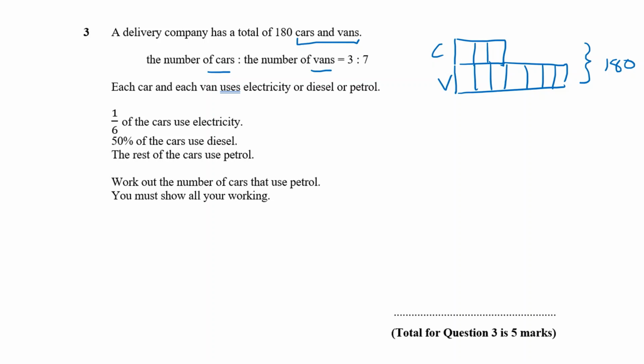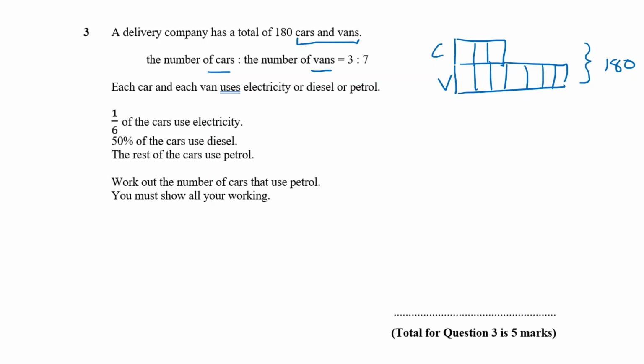Let's read the rest of the question before I continue. Each car and van uses electricity or diesel or petrol. 1/6 of the cars use electricity. So I need to know how many cars there are to be able to use that information. 50% of the cars use diesel, the rest of the cars use petrol. Work out the number of cars that use petrol. So really I'm interested in just the number of cars so that I can answer the question.